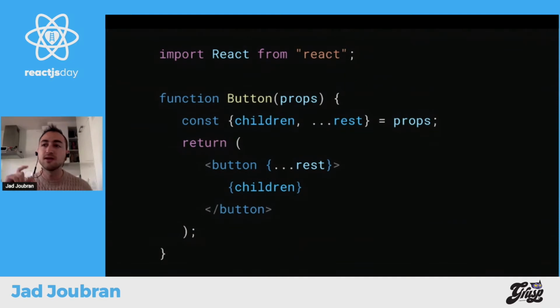So that way, if the user passes a class name, if the user passes a tab index, a disabled state, an ID, all of these will pass into the button. And this is often useful when you're building a UI kit because you will have a button component that renders the button, but with your own custom styles and maybe custom behavior.